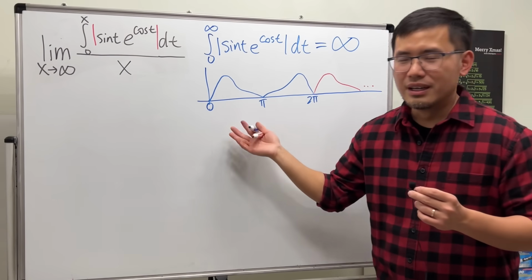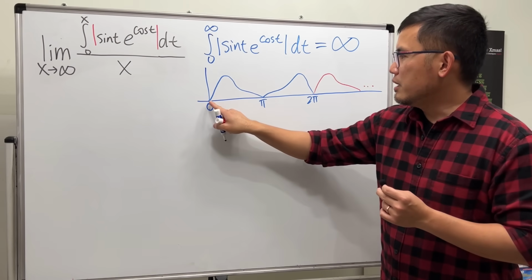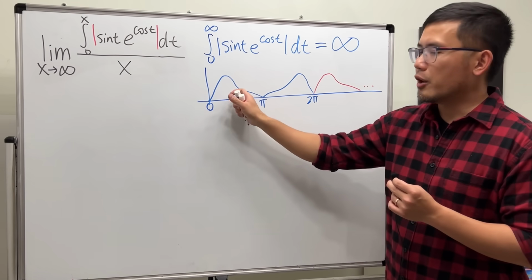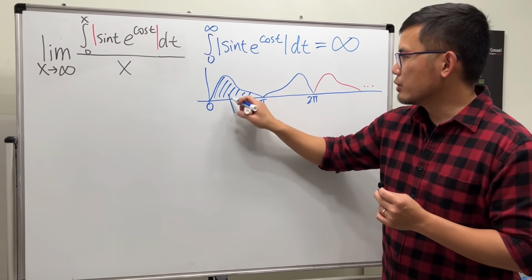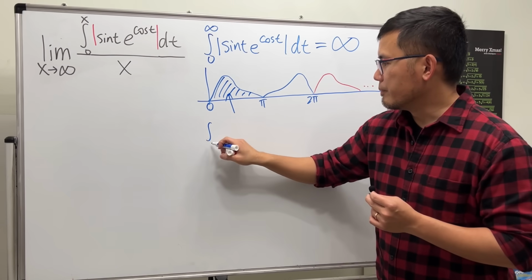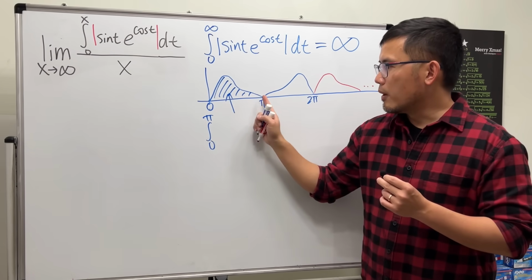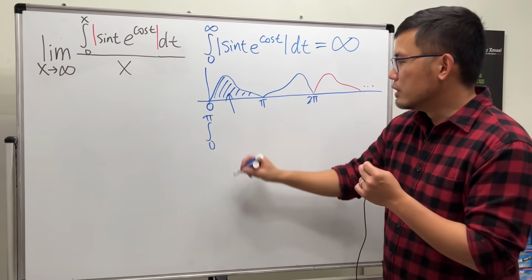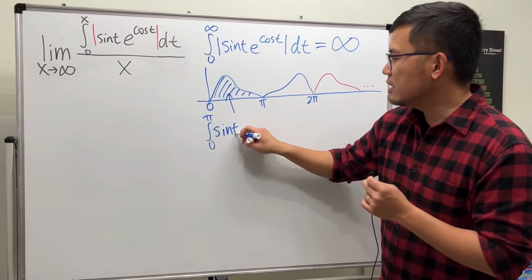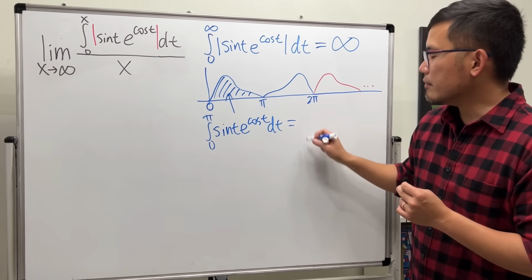Okay, I will still find the area for you guys legitimately. Check this out. Here is the first copy. This and that are the same. So let's go ahead and just find this right here real quick. And that is going to be the integral going from 0 to pi only. On this interval, this function is positive, so we don't need the absolute value. So we have sine t e to the cosine t dt.